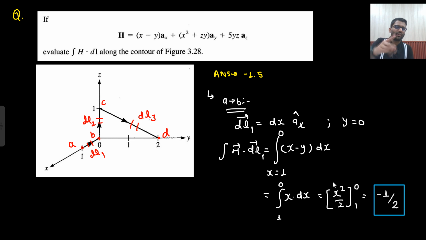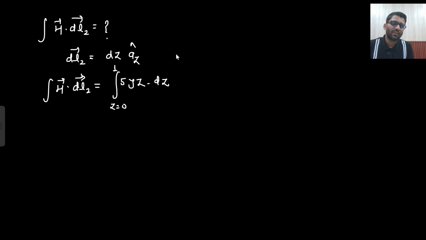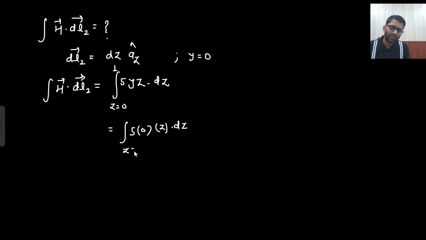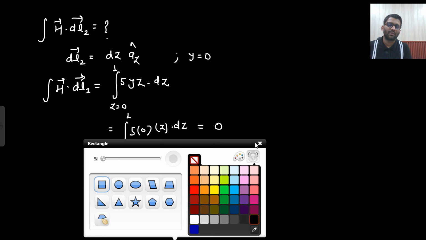But what is the catch here? The limit of z will go from 0 to 1. What is the issue here? On this line, what is the value of y? You are working on the z axis only. So what is the value of y? Y is 0. So if the value of y is 0, you will put 0 here. So 5 into 0 into z into dz, with z from 0 to 1. What is the answer? 0 only.